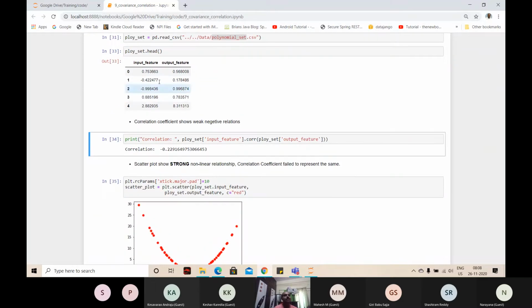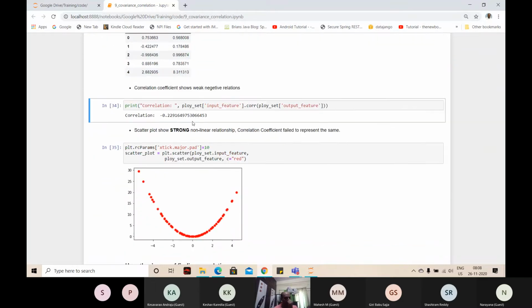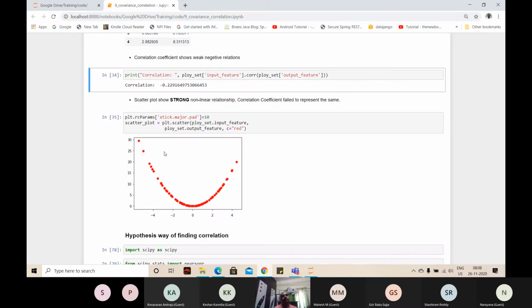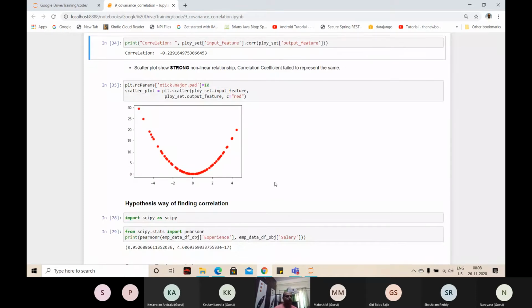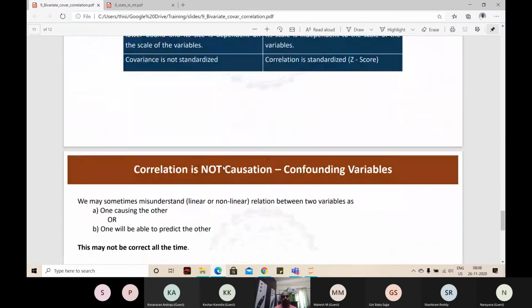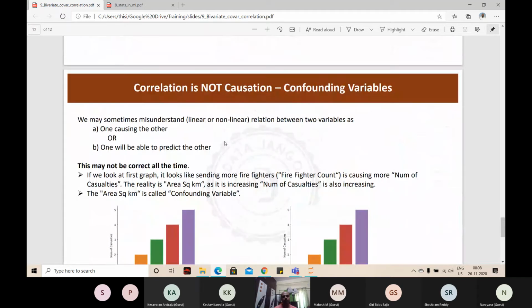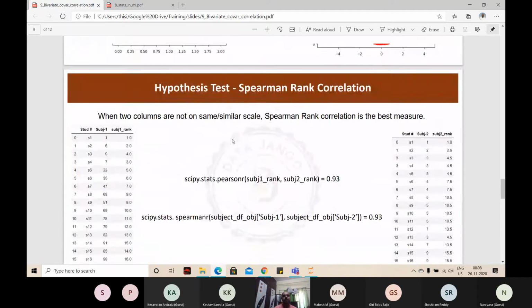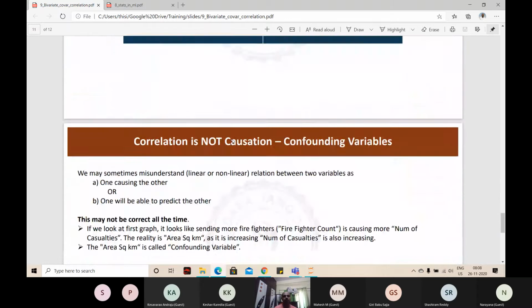If it's unknown data, then you should definitely look at the scatter plot. Only then should you make a decision that there is no relationship. That is one point with correlation. Another thing is, correlation is not causation. Maybe I'll talk about that first.